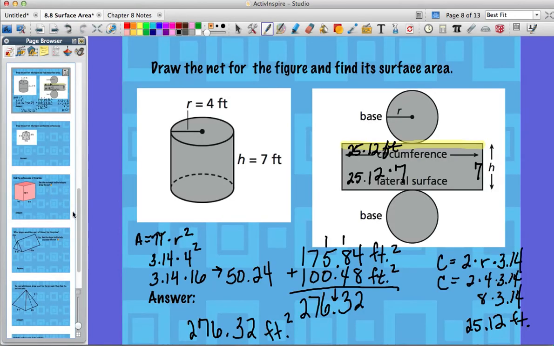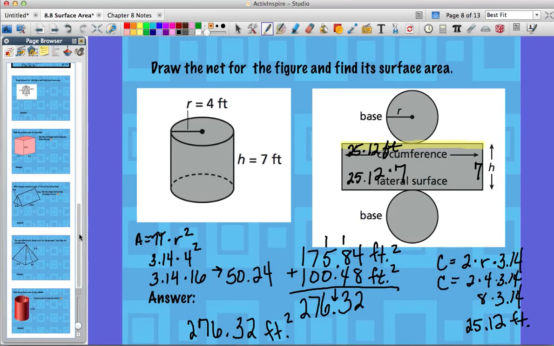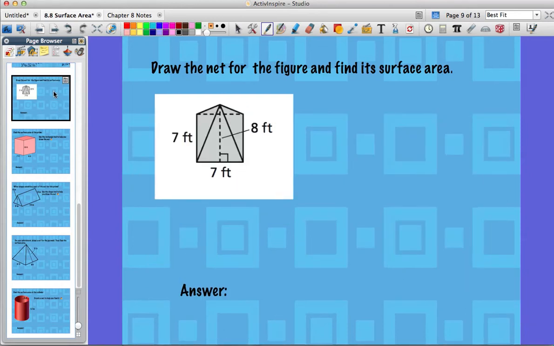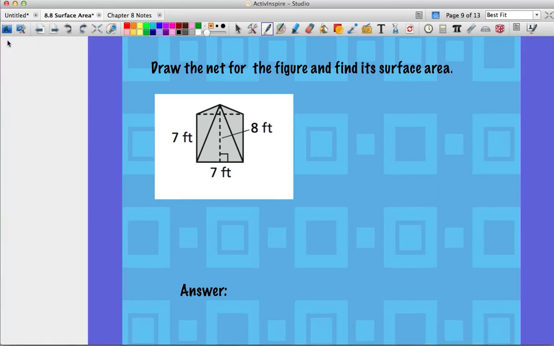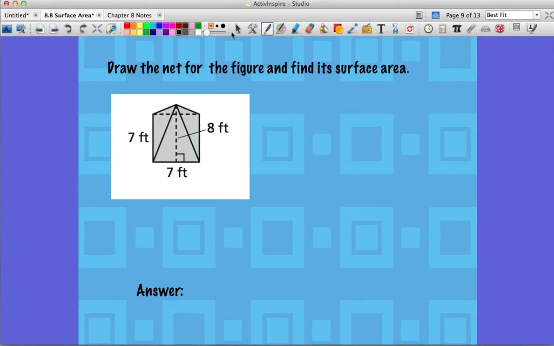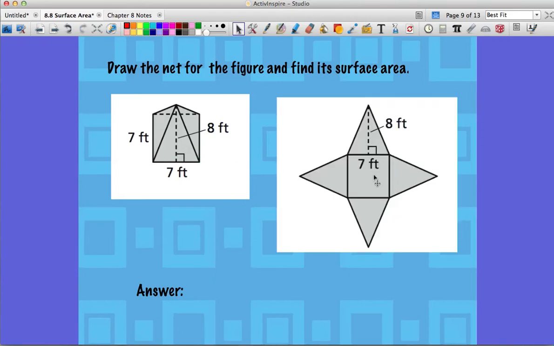All right, so back to our notes. The last thing we have is a pyramid. Now, the nice thing here is that you're going to, again, just peel apart your layers. So you have a square base on the bottom, which means you have 4 faces that are going to come off the side. Pyramids are some of the nicest nets to make because you just draw your base and then a triangle off of each side. So in this case, your base is a 7 by 7 foot square with an 8 foot tall triangle coming off each side.